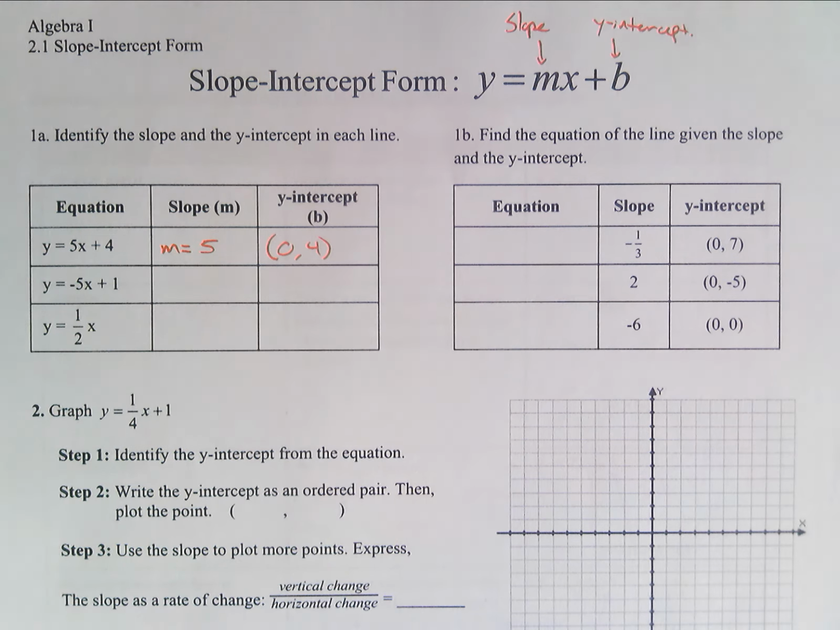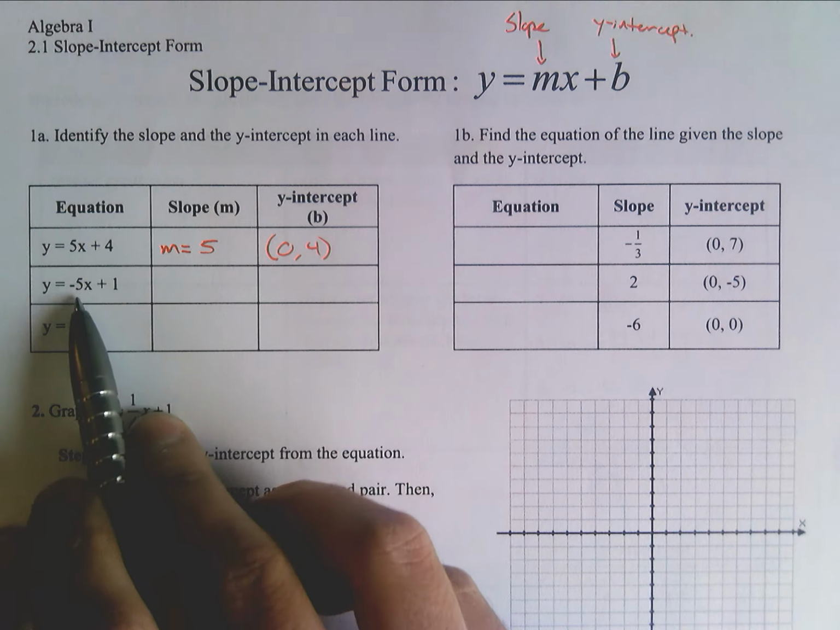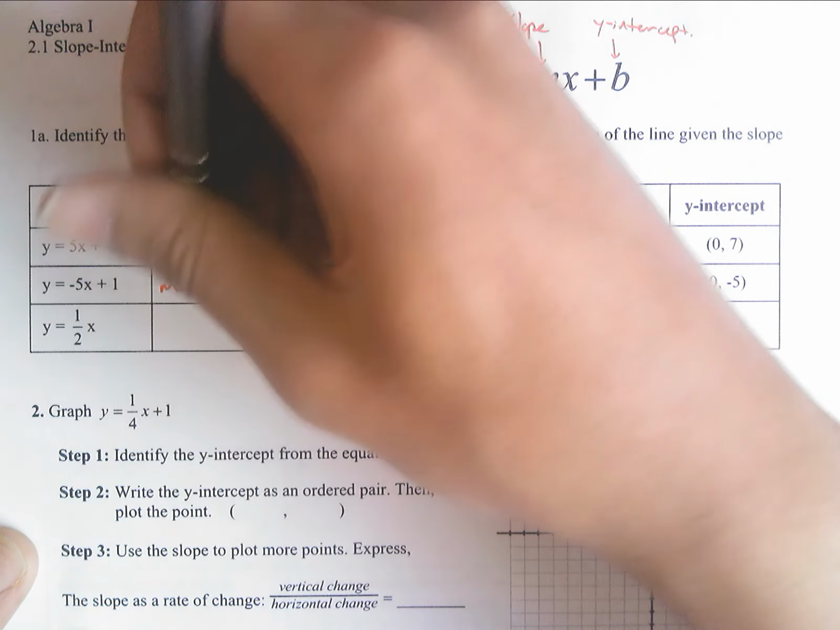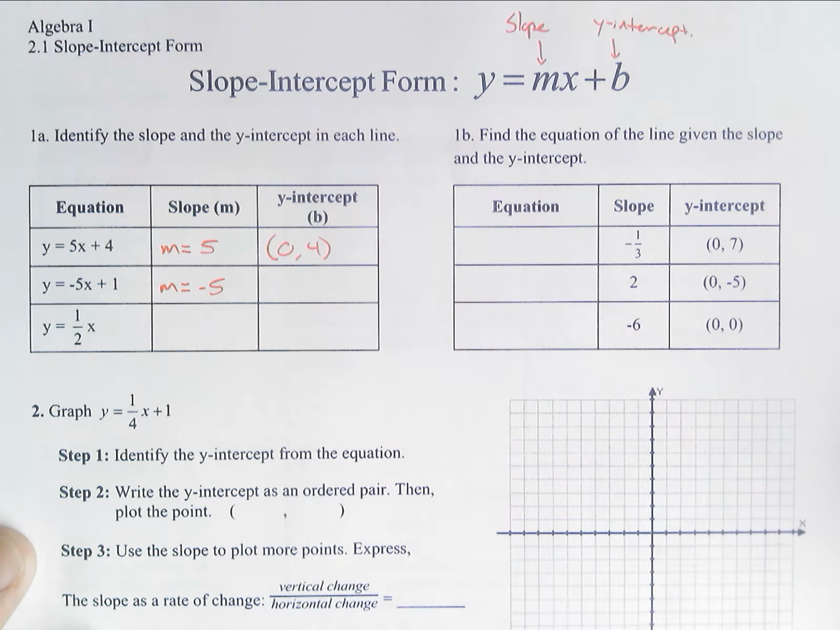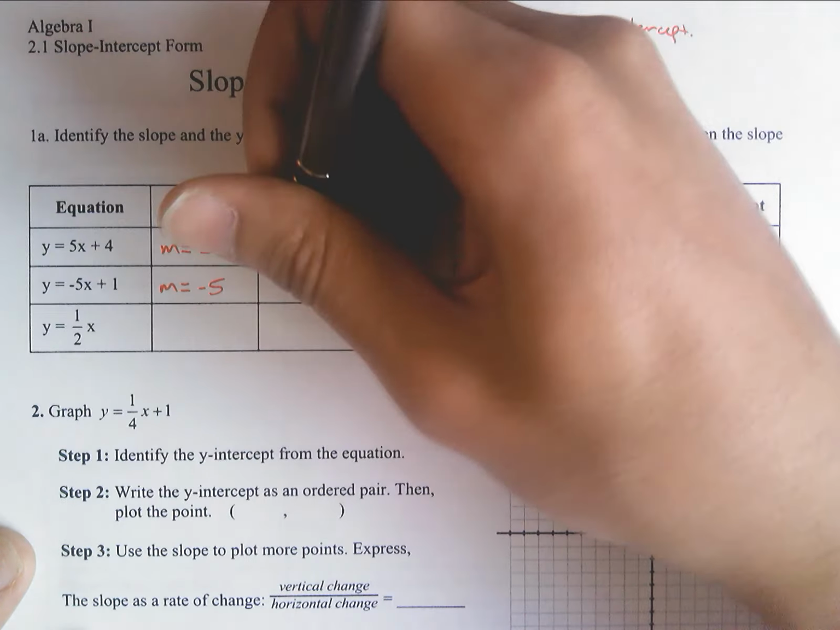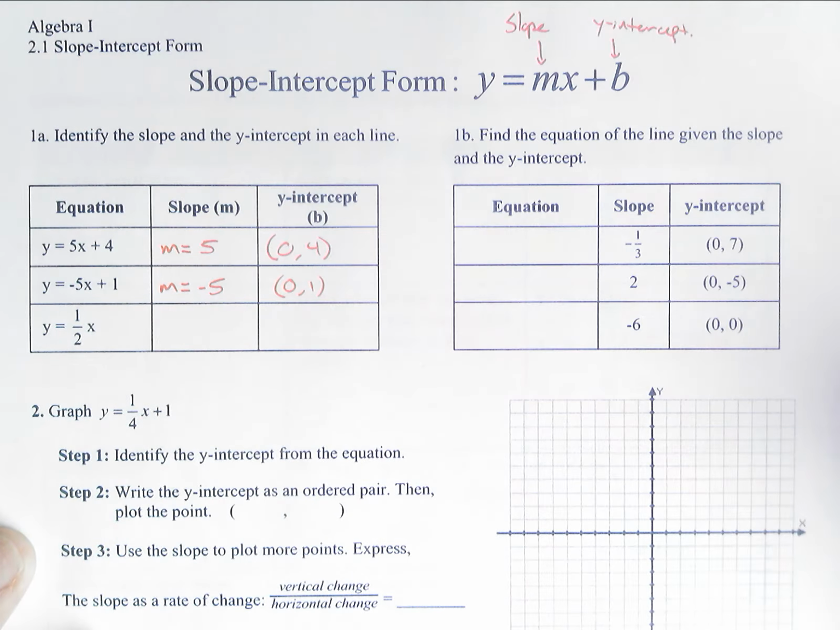Let's take a look at this next example. Here I have y equals negative 5x plus 1. Our slope, again, is the number in front of the x in slope-intercept form. So we have our slope is negative 5. And our y-intercept is that number tacked on at the end, that positive 1. So as an ordered pair, we have (0, 1).